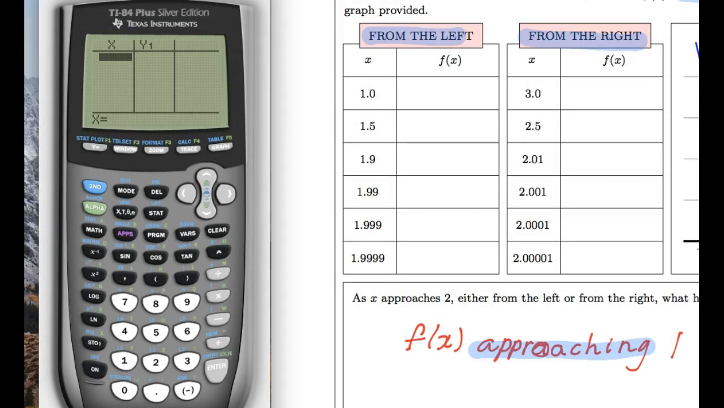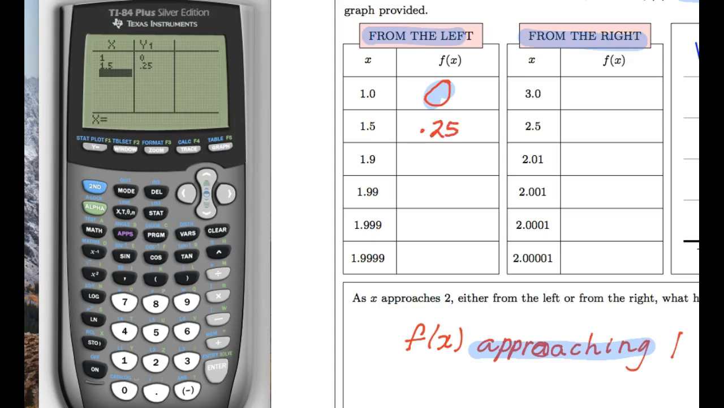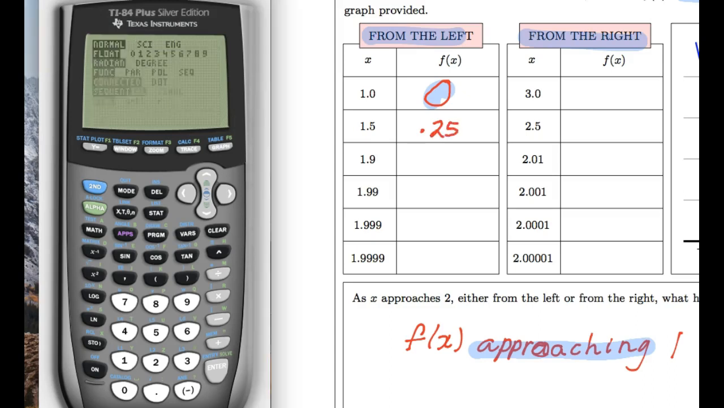I'm going to plug in a couple, and then I'm going to pause. I can plug in 1, and I get 0. If you look here, when you plug in 1 to the function, you get 0. If I plug in 1.5, I get a quarter. Unfortunately, I still haven't put this to 5 decimal places. If you wanted to, you go to mode, and you see float. You go down to float, cursor over to 5 and hit enter.